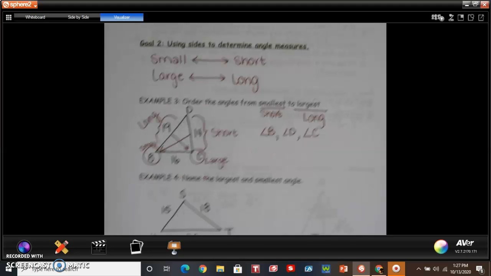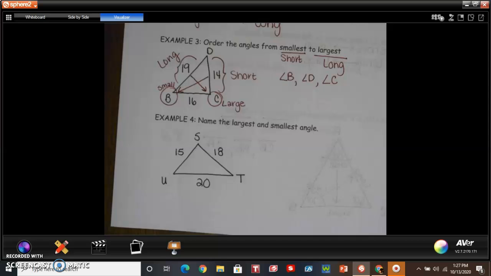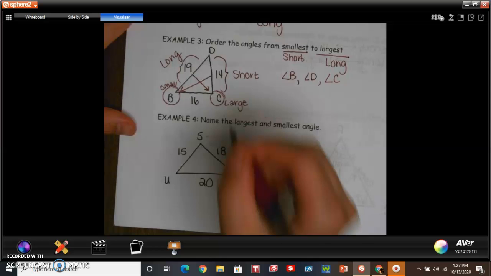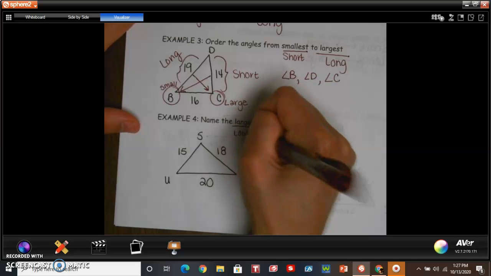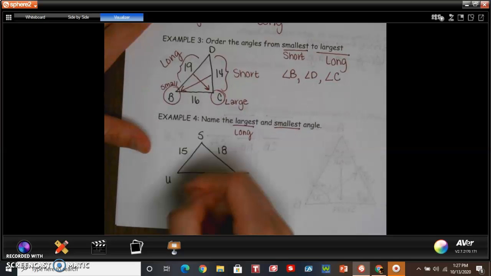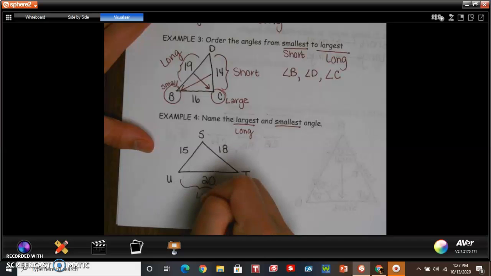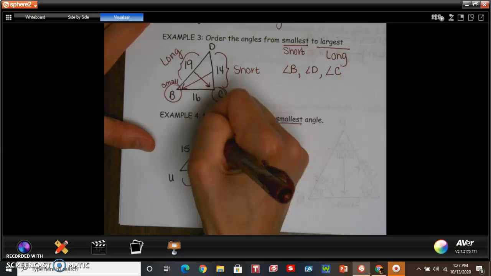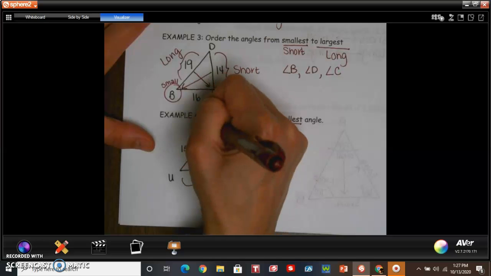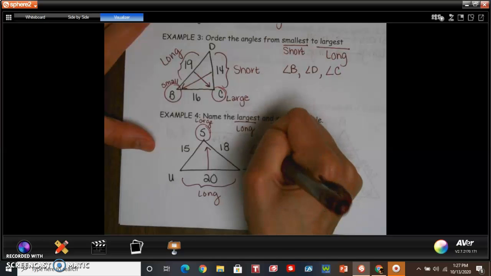All right, what if we wanted to go the other way? Largest to smallest. Same rules apply. So we're going to be looking for our long side first. So the longest side here is 20. Across from 20 is our large angle, angle S.